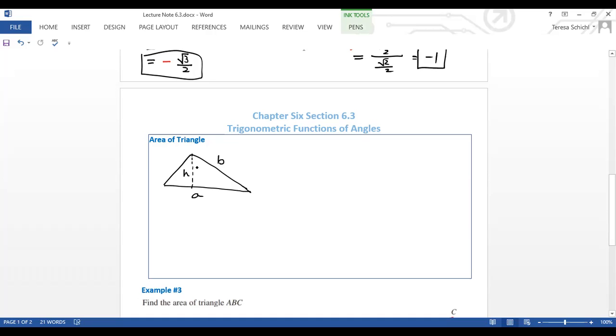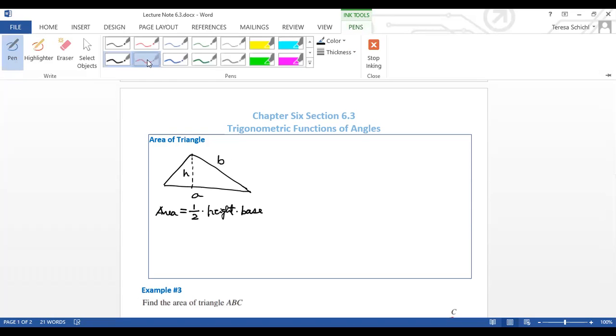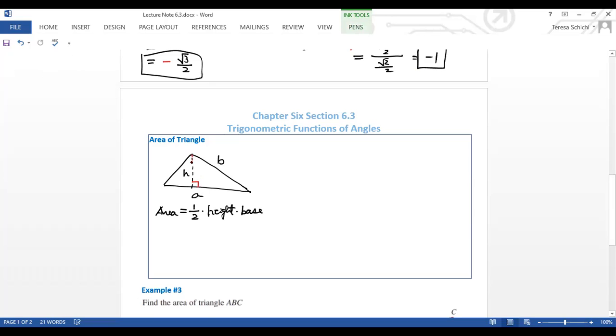In order to find the area of this triangle, everybody should know this formula: it's 1/2 of the height times the base here. Now let's take a look. The height here means it's perpendicular from this corner to here.